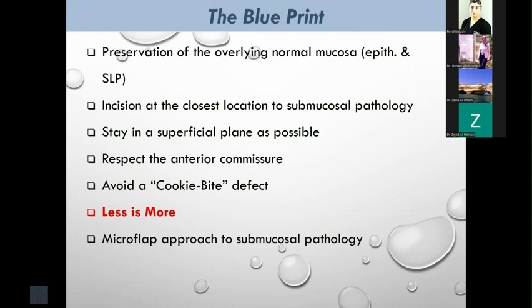Another important care to be taken into consideration is to avoid a cookie bite defect in the mucosa of the vocal fold, or the main component of the vocal fold structure. This is important when it comes to excision of a vocal fold polyp. And again, I just want to say it maybe 100 times: the less is more approach. The more conservative you are when doing phonomicrosurgery, the better the postoperative voice outcome and the better the functional recovery without vocal fold scar. And these scars are horrible; they are the hardest to manage. And lastly, the microflap approach is the best approach to management of submucosal vocal fold pathology.